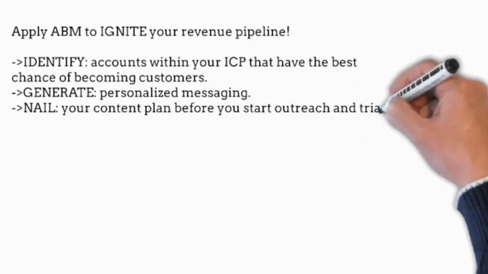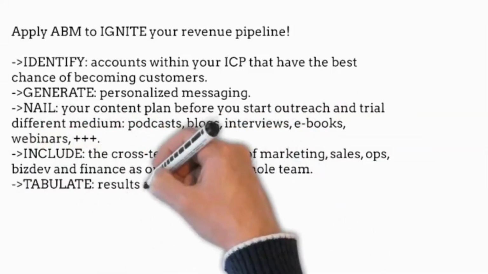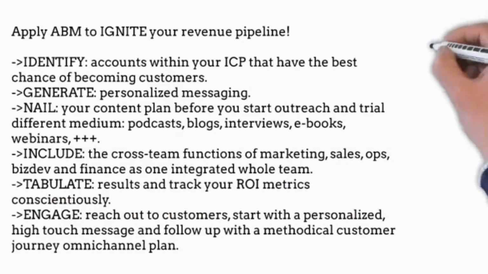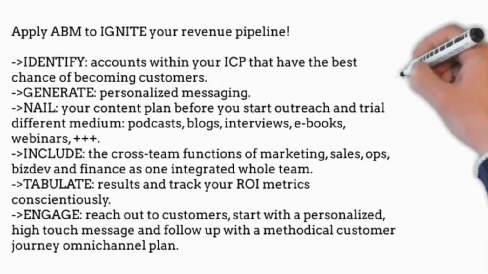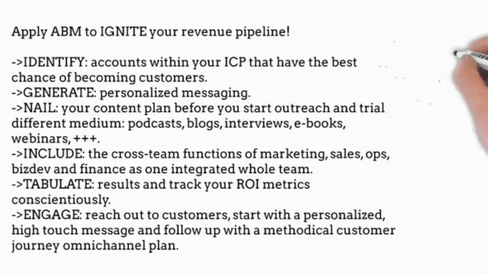Well, if you've stayed this long in the video, there's always a little bit extra because that last mile, going the extra mile, that's never crowded. We can always do more for our customers. So, one thing to think about in applying ABM to ignite your revenue pipeline, think about IGNITE as the acronym. I, identify the accounts in your ICP that have the best chance of becoming customers.